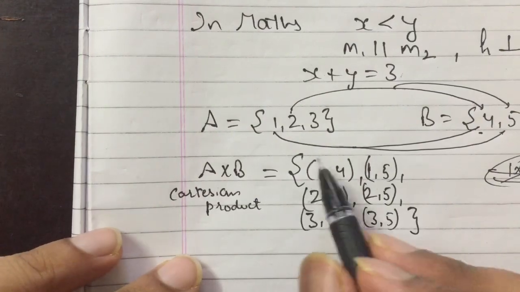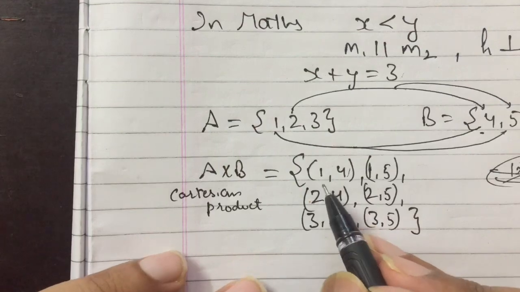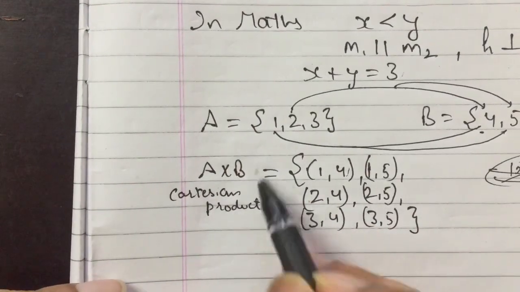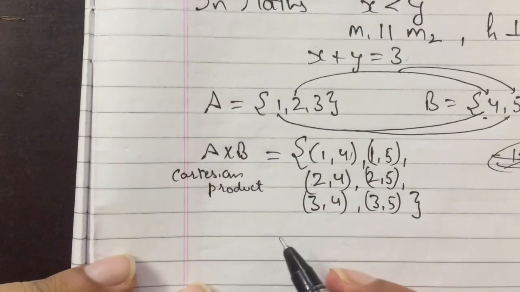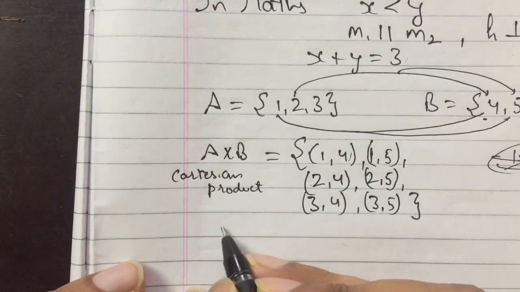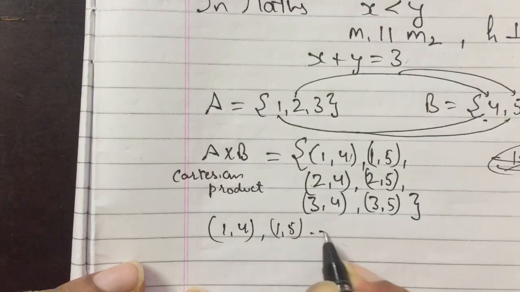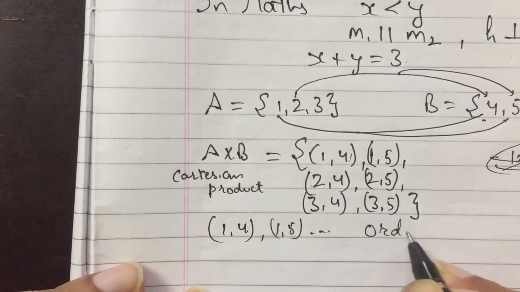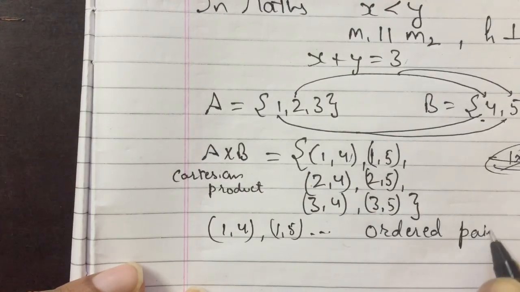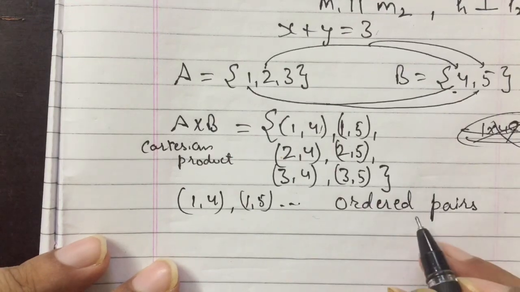Now this is a relation. Somewhere a relation is given between 1 and 4, so somewhere a relation is given between set A and set B. So this product is a relation. These pairs are called ordered pairs. This (1, 4), (1, 5), these are all called ordered pairs. We are going to use this term in the exercise, so remember ordered pairs.